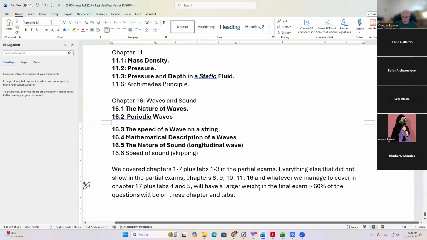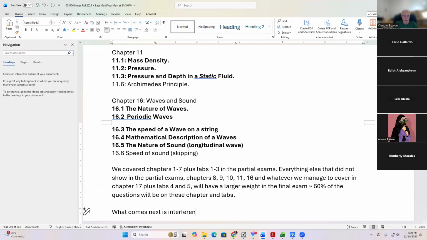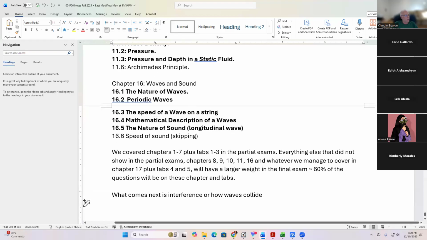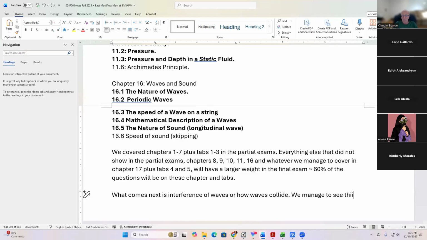So what comes next is interference, or how waves collide. That's what I like to refer to this chapter: interference of waves, or how waves collide. We manage to see this type of phenomenon, for instance, in the strings of a guitar, okay?